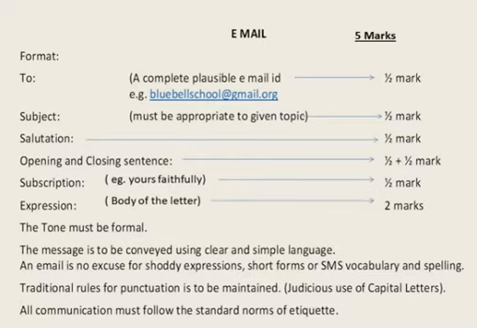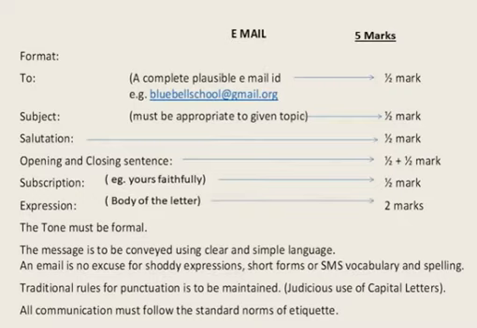The format is as follows. First you have to write the complete plausible email ID. For example, bluebellschool@gmail.org. Now to write a complete plausible email ID you get half mark. Then subject. It must be appropriate to the given topic. This carries half mark. Then salutation, that means dear sir or dear ma'am, whatever. It carries half mark. Opening and closing sentences carry half mark each.